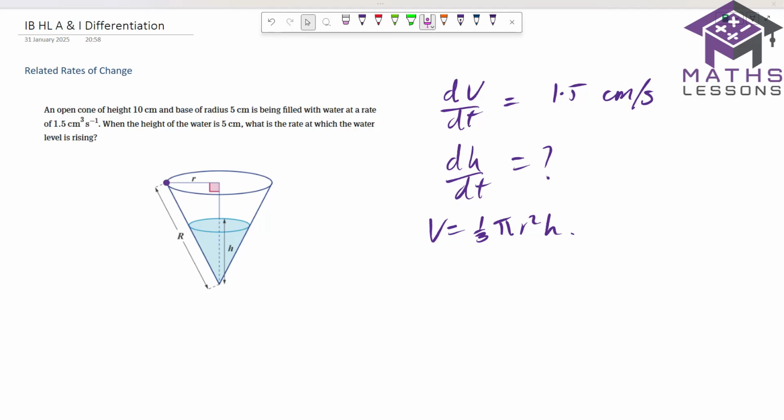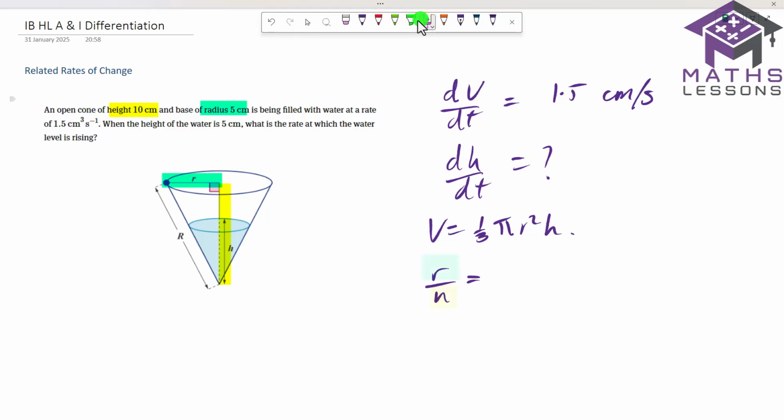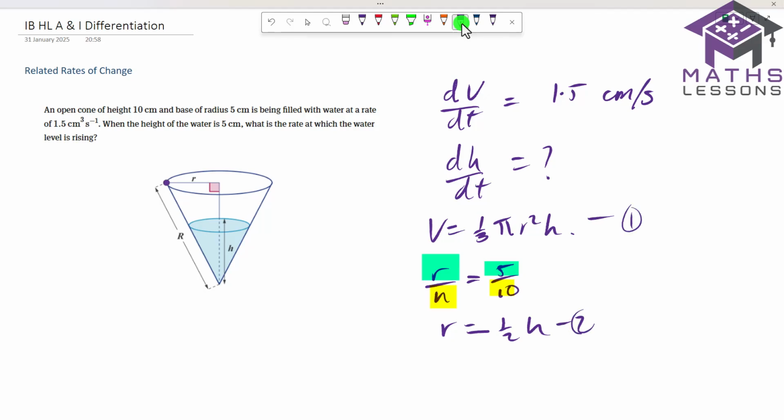Because the open cone has a height of 10 and a radius of 5, then r and h must be in the same ratio of 5 to 10. So r divided by h must equal 5 over 10. Therefore, r will equal a half h. And now we can replace that r with a half h. So let's do that. We've got equation 1 and equation 2.